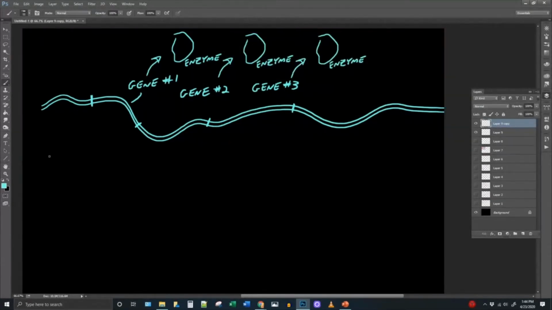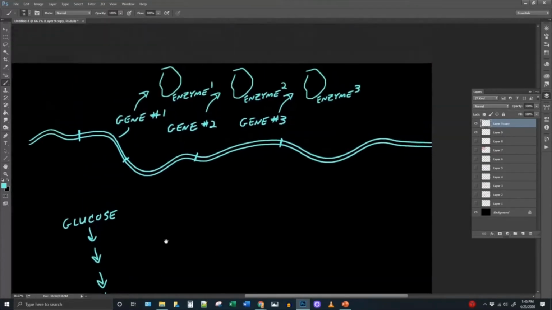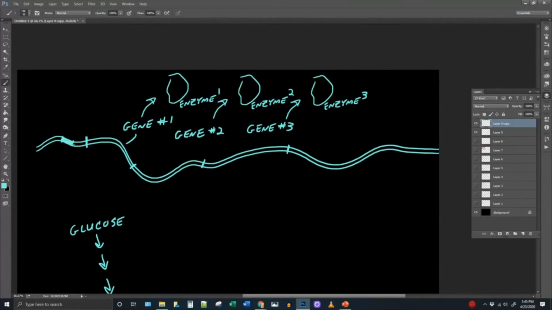For example, when we were talking about glycolysis, you may remember that it took 10 or 12 enzymes in order to go from glucose through that full metabolic pathway in order to produce pyruvate. So there are times when the cell might want to produce all of these enzymes simultaneously, particularly if it doesn't need them all the time.